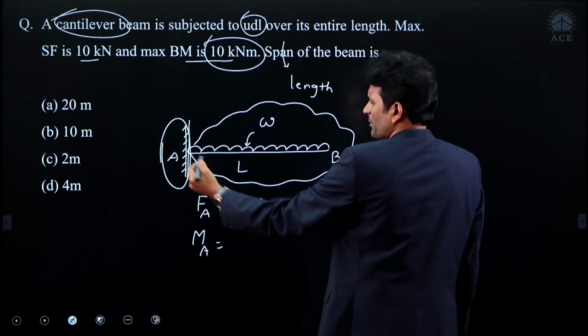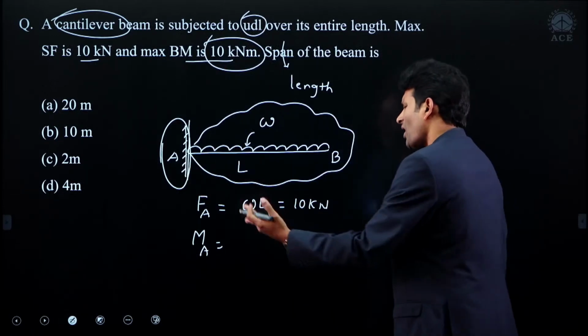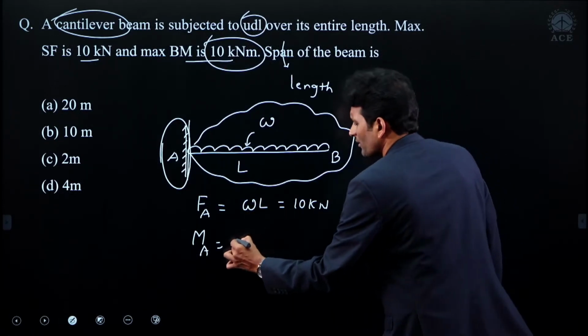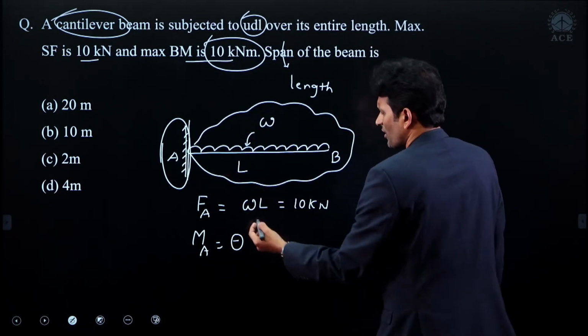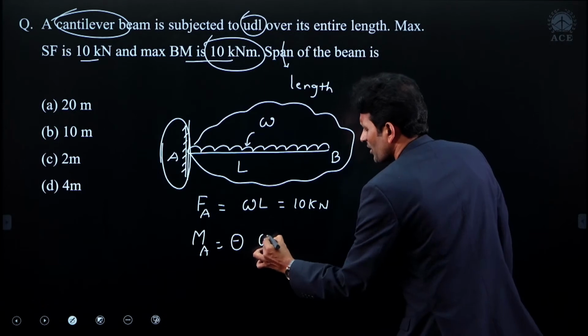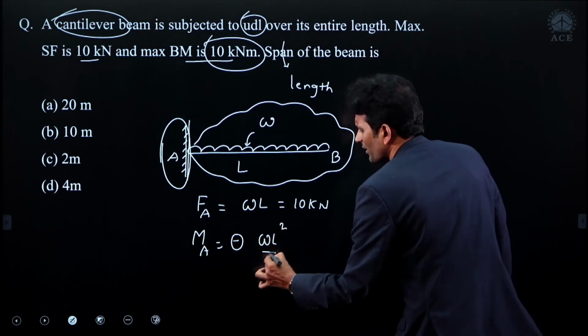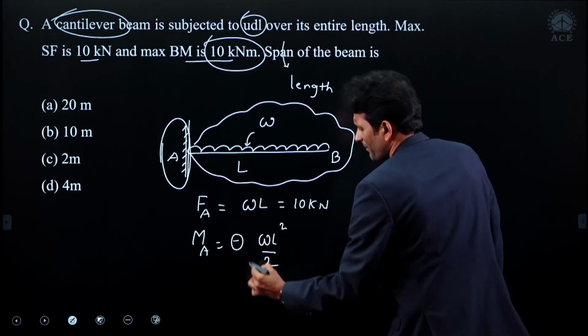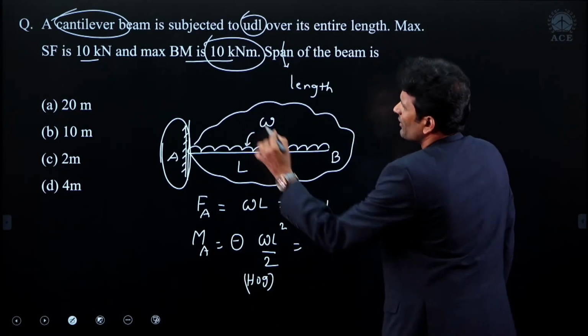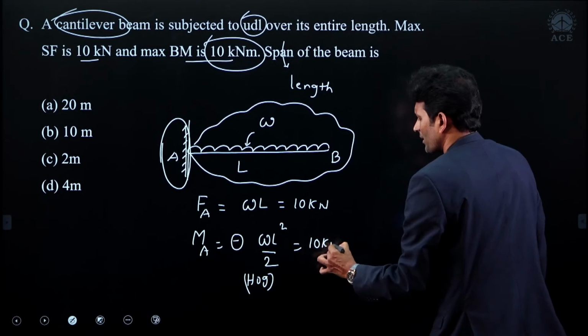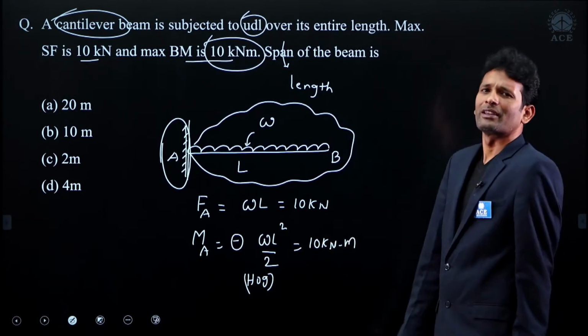What is the maximum bending moment available at point A? Hogging, forget about the hogging, focus on magnitude, because sign convention is not mentioned here. So it is omega L square divided by 2. Basically it is a hogging condition, we know that. This value is given as 10 kilonewton meter, my dear friend. What we required? Length we required.